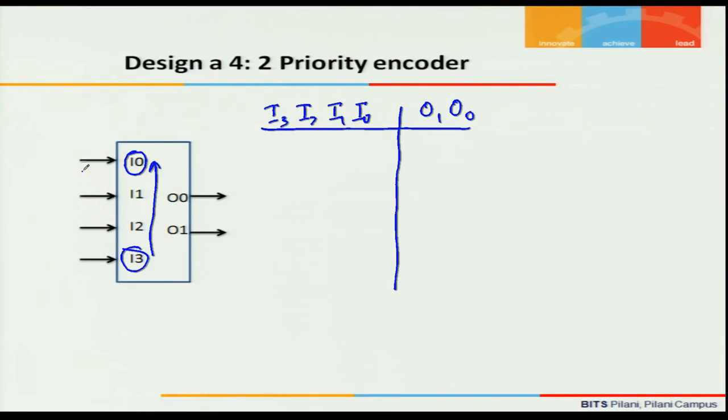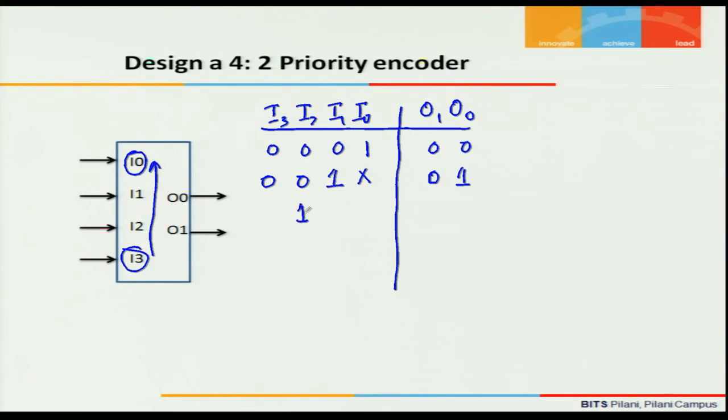That means, for example, if my I0 is 1 and the rest of all the inputs are 0, the output pattern will be 0 0. If I1 is 1, and I2, I3 both are 0, we really don't care what the value of I0 is, whether it is a 0 or a 1. The output pattern is going to be 0 1, which means even if my I1 and I0 both are 1, I1 is chosen.